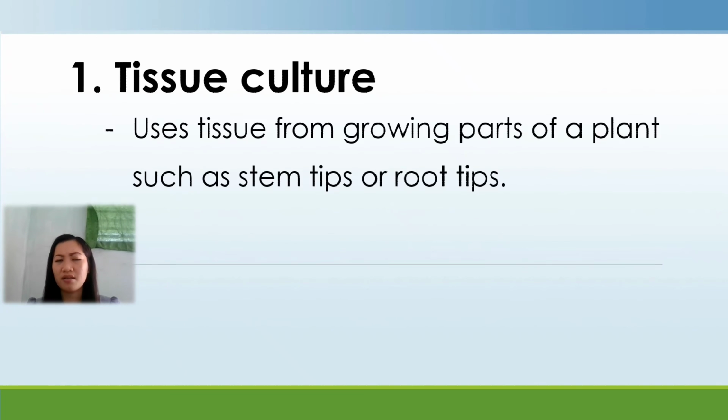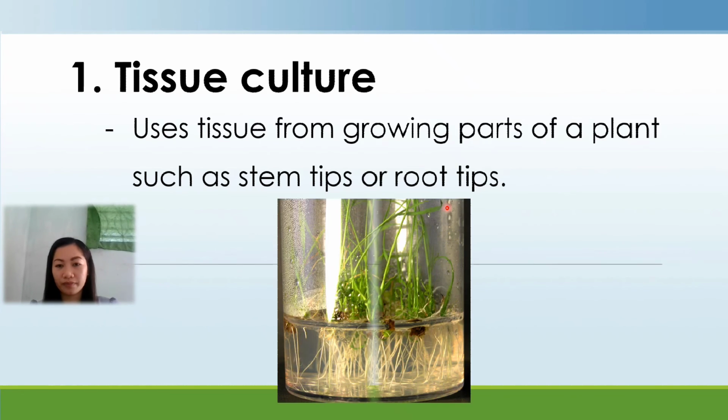The first is tissue culture. Tissue culture uses tissue from growing parts of a plant such as stem tips or root tips. When we say tissue, it means we just get a tissue from a plant, either from the stem or from the root. We will just get a sample tissue, root tips or a stem of a plant. We use the tissue to grow.